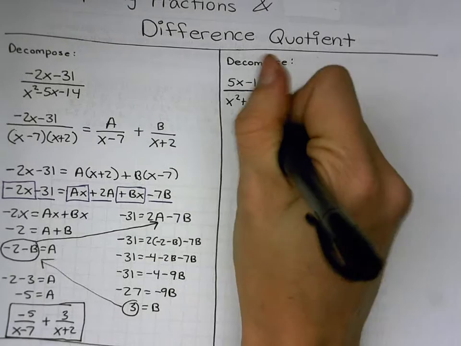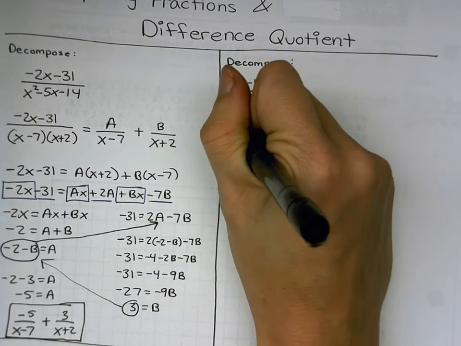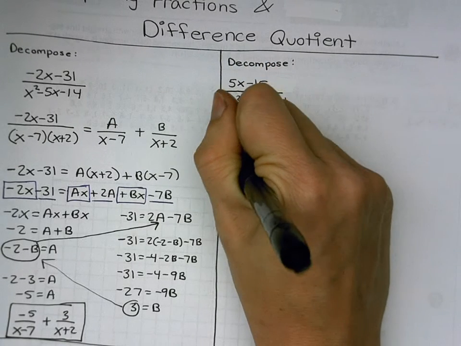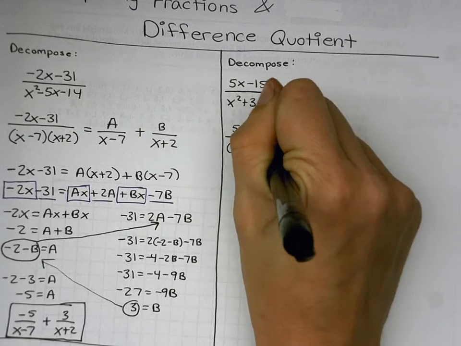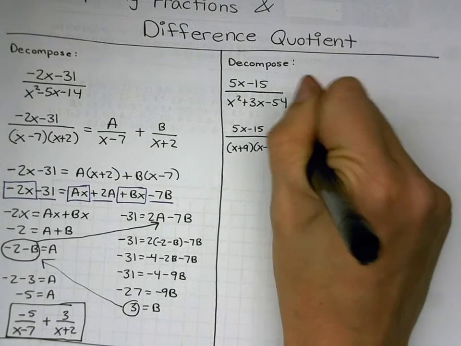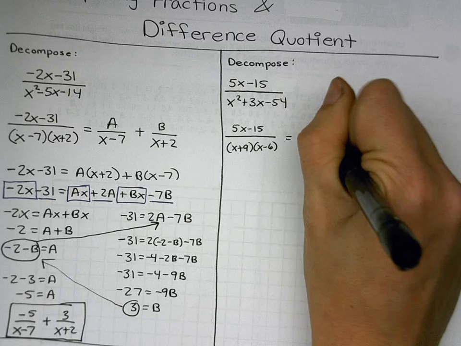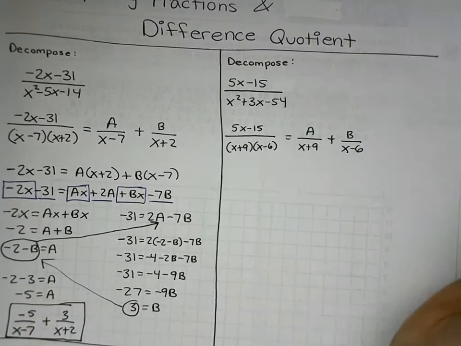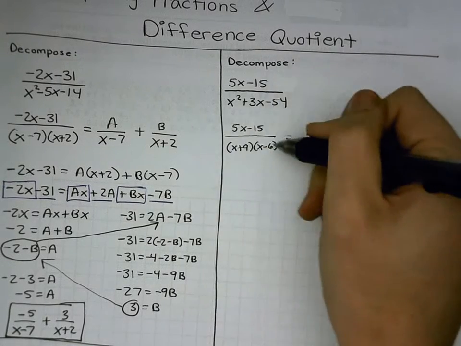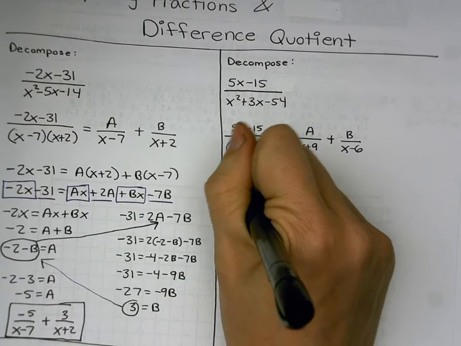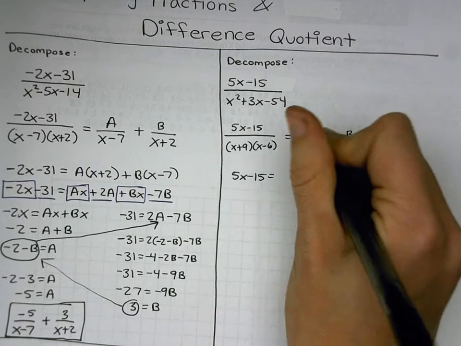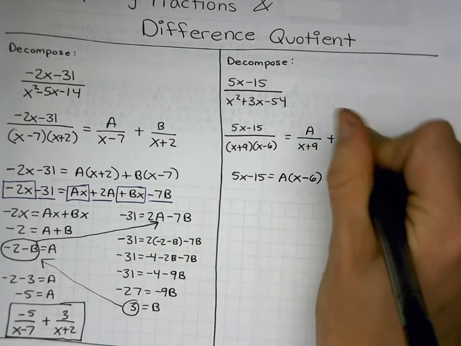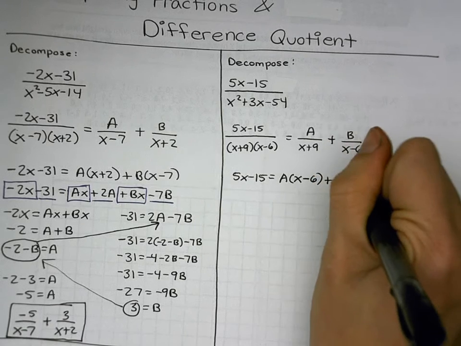Okay, so this one here can be rewritten as 5x minus 15 over, factored, x plus 9, x minus 6. One of those factors is under the a, one of those factors is under the b. It does not matter which one is under which. Multiplying our denominators through, our denominators are going to cancel, leaving just 5x minus 15. The x plus 9 will cancel, which will leave the a with the x minus 6, and then the x minus 6 will cancel, leaving the b with the x plus 9.